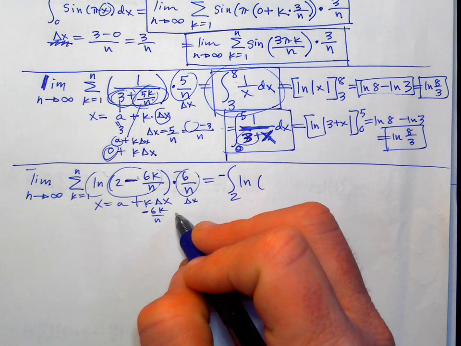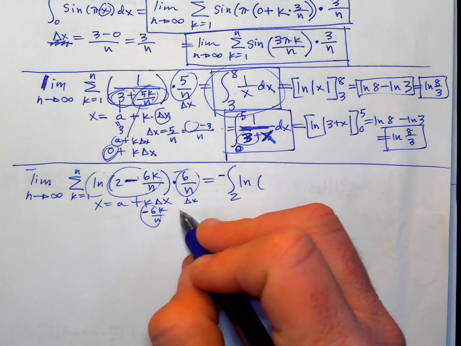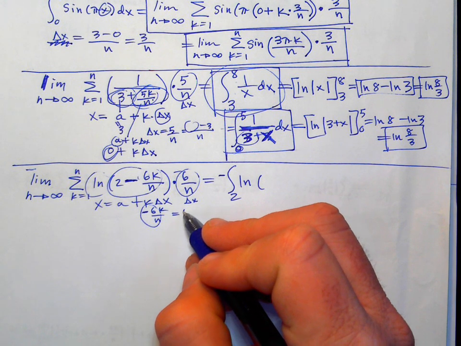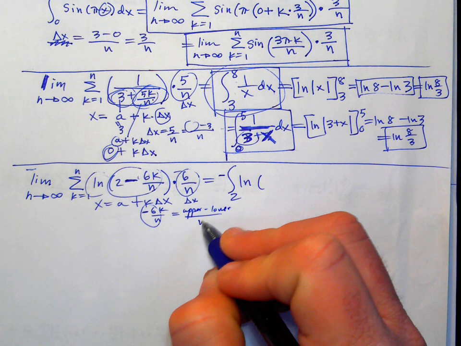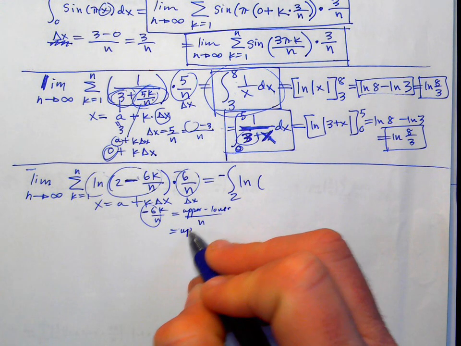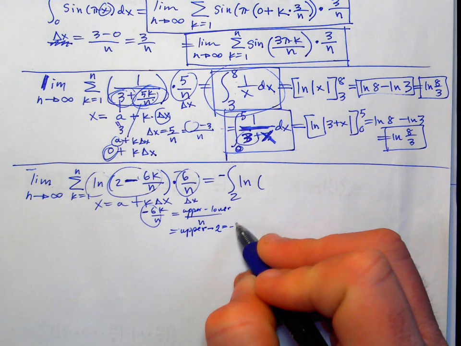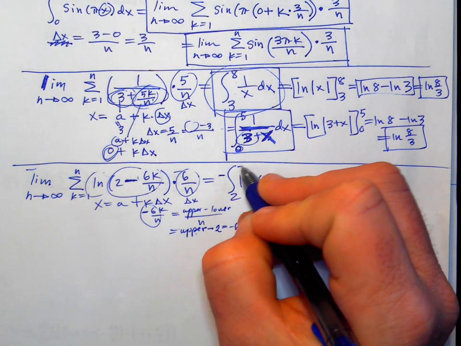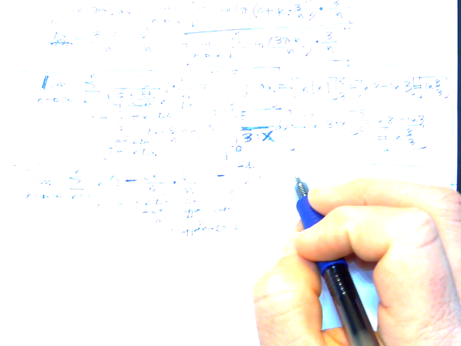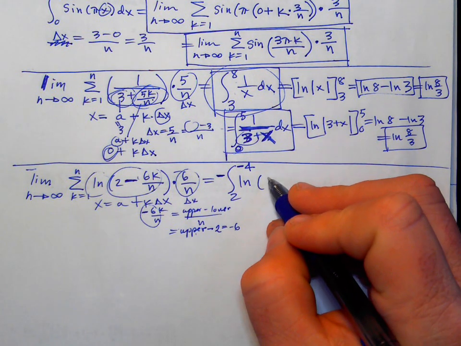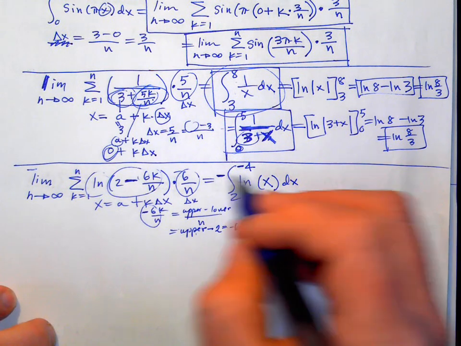And then, so there's your delta x, and it equals the upper minus the lower divided by n. So upper minus 2 equals negative 6. That means upper must be negative 4. So this one's kind of weird. We were kind of integrating backwards, and then we need an extra negative here. And then that would be natural log of x dx. So maybe that's one way.